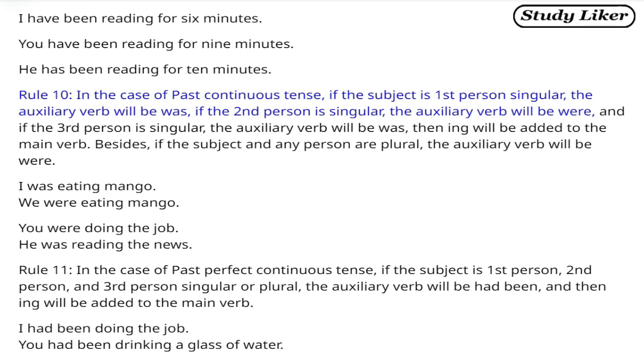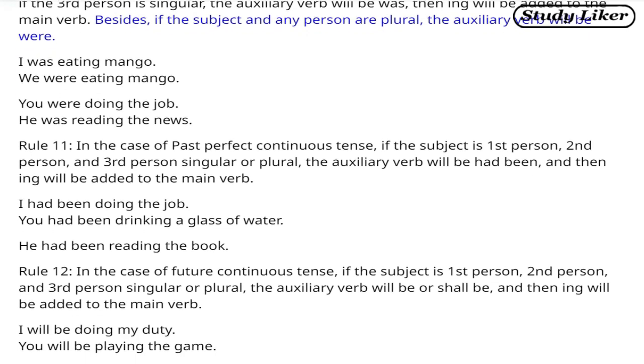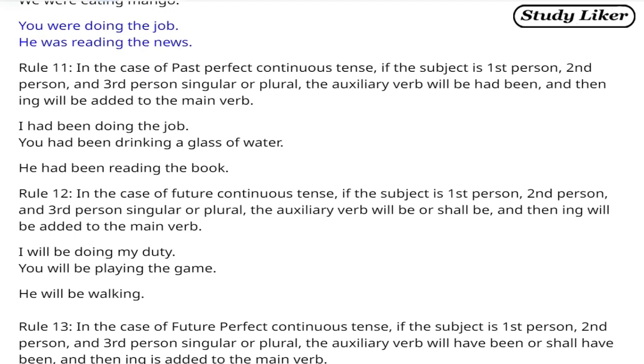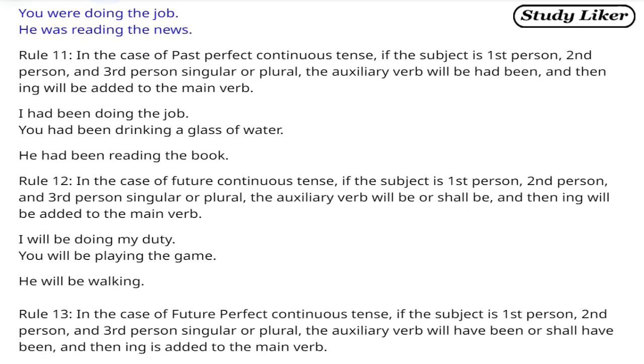Rule 10. In the case of past continuous tense, if the subject is first person singular, the auxiliary verb will be was. If the second person is singular, the auxiliary verb will be were. And if the third person is singular, the auxiliary verb will be was, then ing will be added to the main verb. Besides, if the subject and any person are plural, the auxiliary verb will be were. I was eating mango. We were eating mango. You were doing the job. He was reading the news.